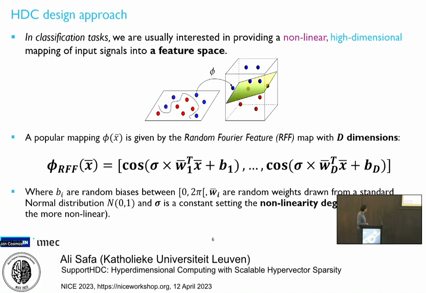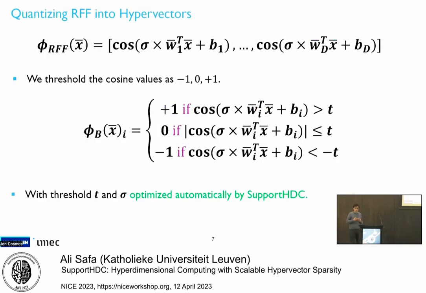random projection. We know that the random Fourier feature mapping is very popular and used a lot in, for example, support vector machine theory. What we want to do is build a hyperdimensional computing encoder that binarizes this random Fourier feature mapping into something more akin to hyperdimensional computing.